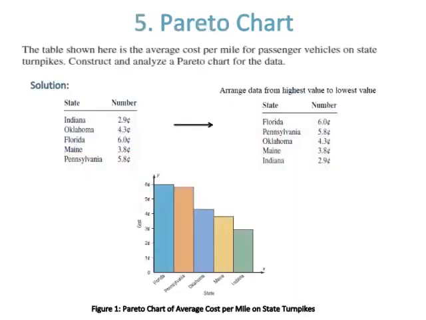Number 5 is Pareto chart. The table shown here is the average cost per mile for passenger vehicles on state turnpikes. Construct and analyze a Pareto chart for the data. First, arrange data from highest to lowest value. The states' names will be taken on x-axis and cost will be taken on y-axis. The Pareto chart in Figure 1 shows that Florida has the highest cost per mile. The cost is more than twice as high as the cost for Indiana.